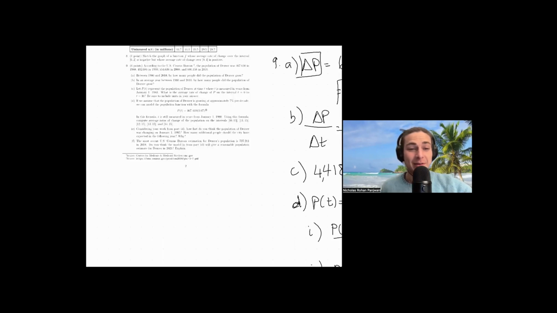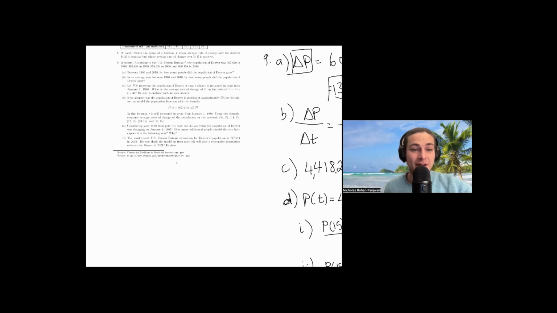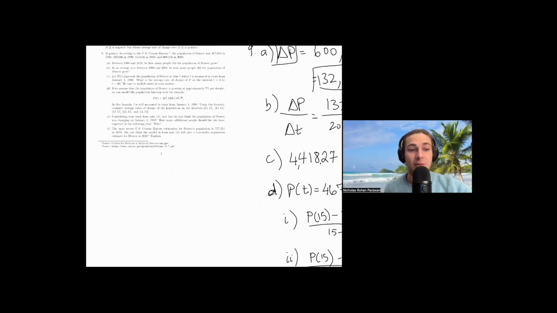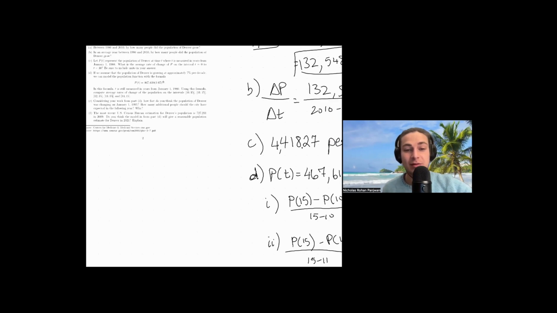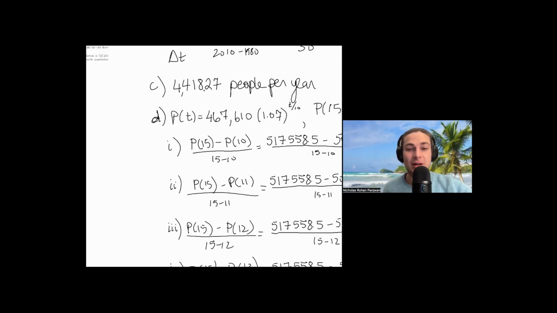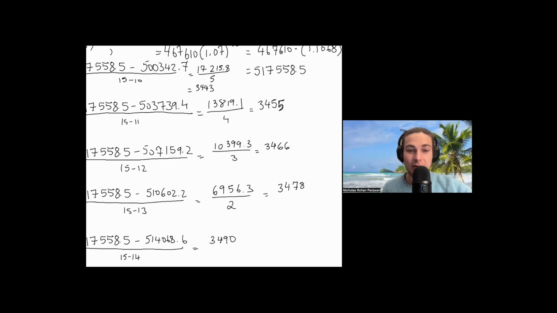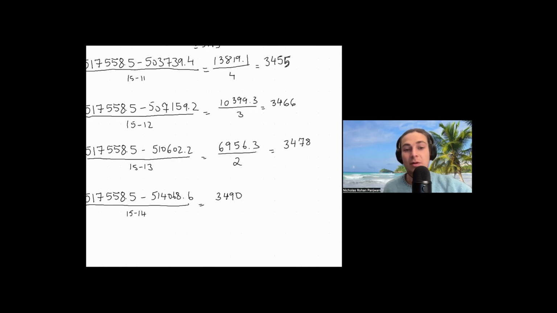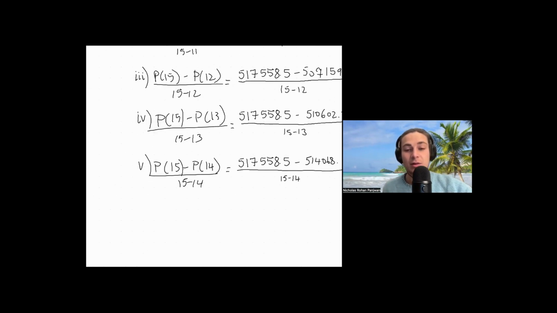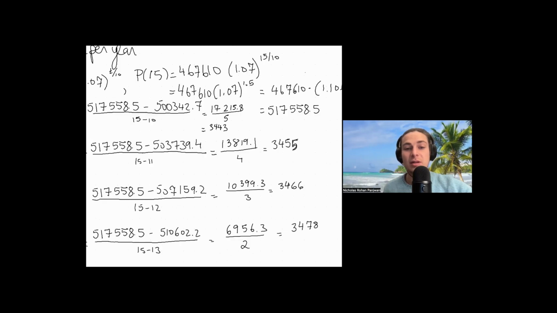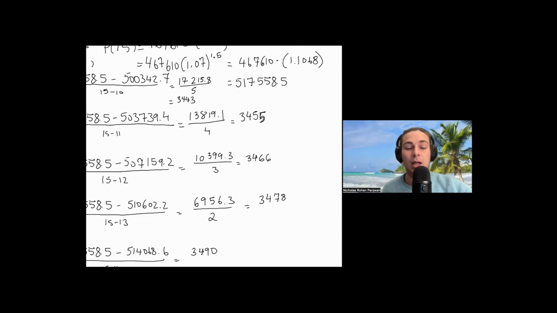Well, here we have it. Using this formula, compute average rate of change of the population on the intervals 10 to 15, 11 to 15, 12 to 15, 13 to 15, and 14 to 15. And we have all of those right here. I'm just rounding to the nearest whole number. So the average rate of change is increasing. And again, all of these units are people per year.